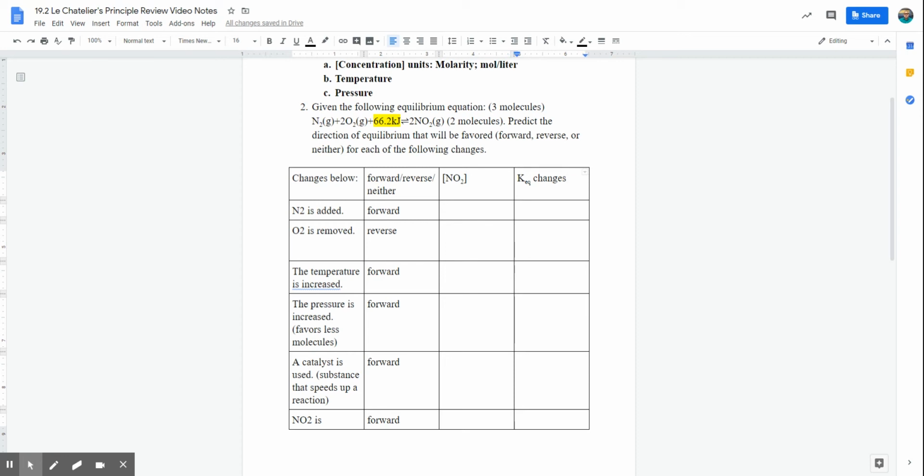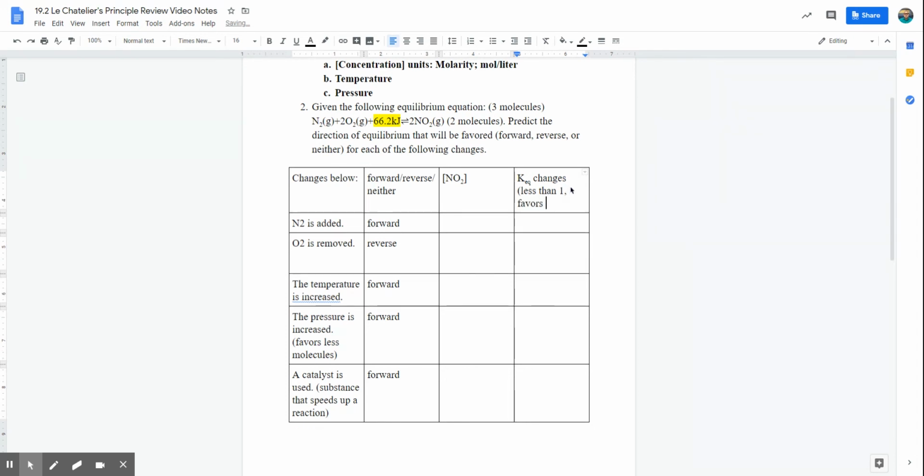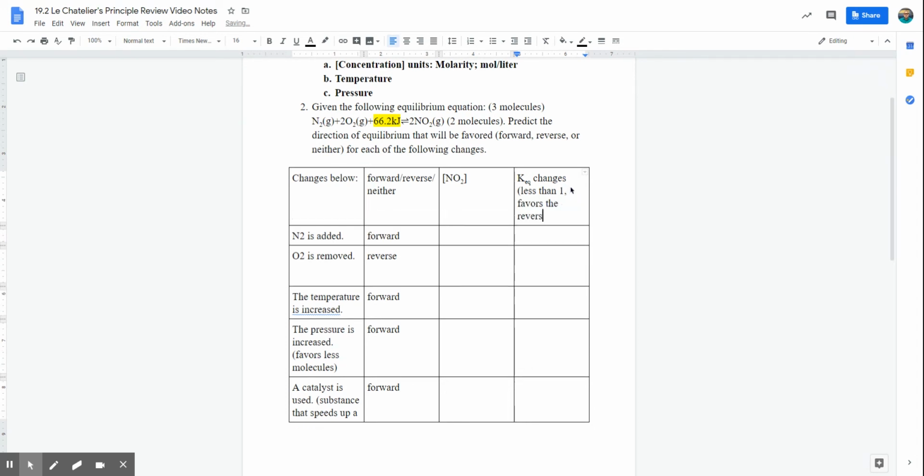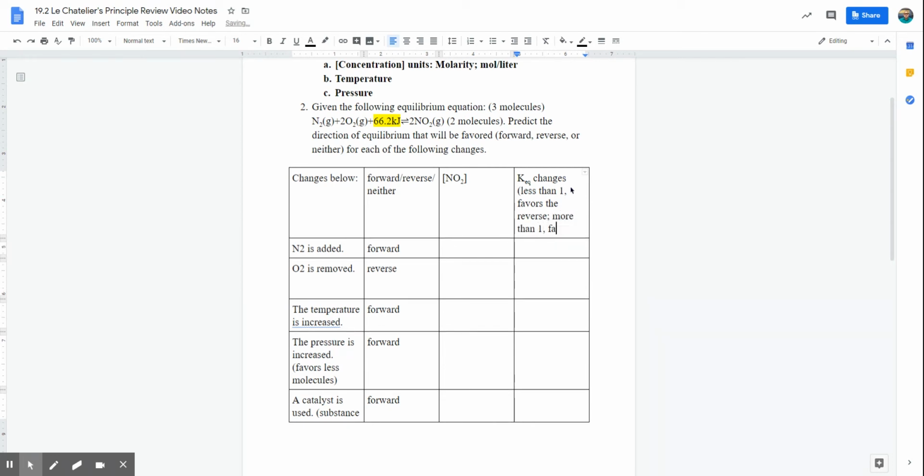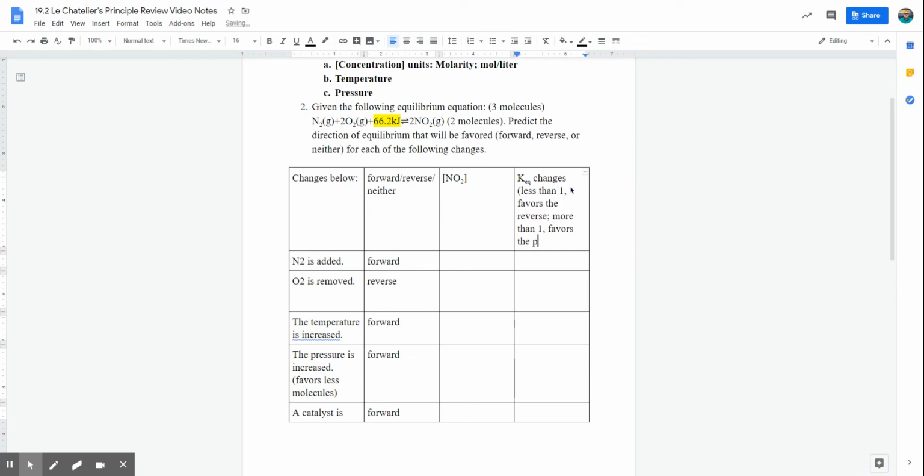And just a note on equilibrium, if it's less than 1, it favors the reverse. So it's going to favor the reactants. But if it's more than 1, it favors the products or the forward reaction. I'll just keep the wording the same. Okay, so that's what we're going to base it on.